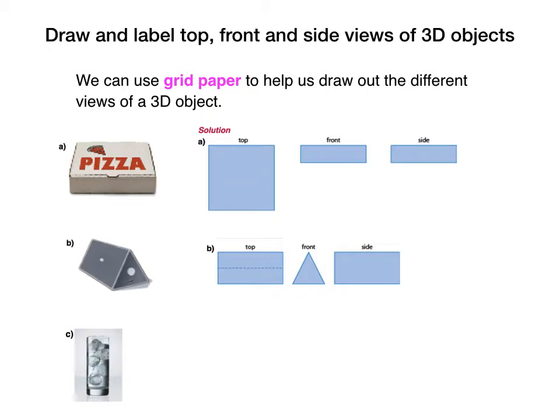So this kind of 3D object is called a cylinder because the base is a circle and the side view is a rectangle. So if we have to represent this using a top, front and side view, our top view is a circle, our front view is a rectangle, and our side view is a rectangle. So that's how we would draw and label top, front and side views if we're given a 3D object.